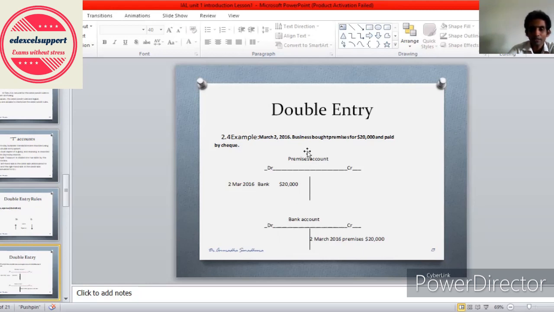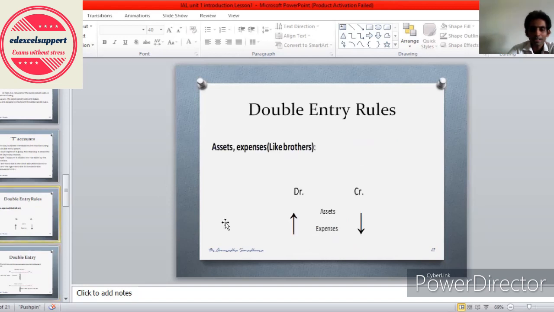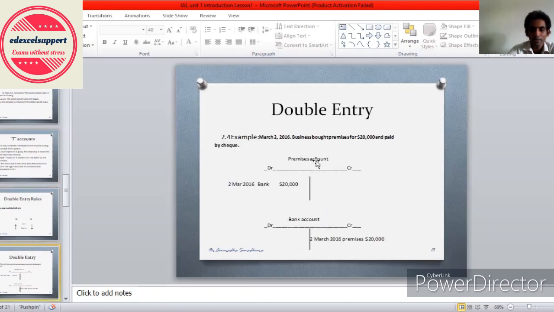Now, what will happen here when you buy a premises? The premises will come to your organization, to your business. So the asset will increase. So we go to the previous rule. Asset increases, the relevant asset account is debited. Therefore, the premises account should be debited.